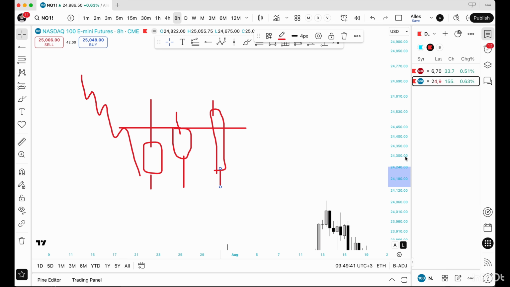Depends on which direction. So that should be it for this video. Now you know what trends are, what shifts of trend are, how we break structure, what it means to break structure, and you can identify highs and lows.